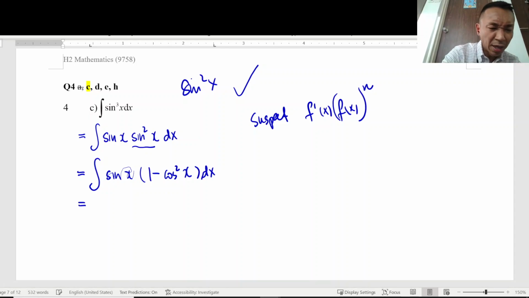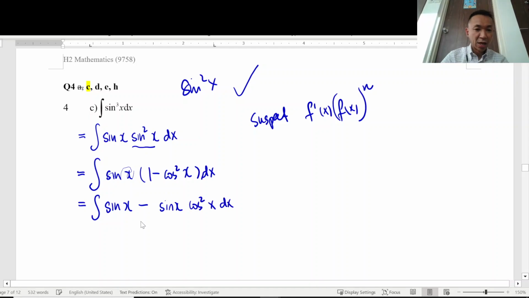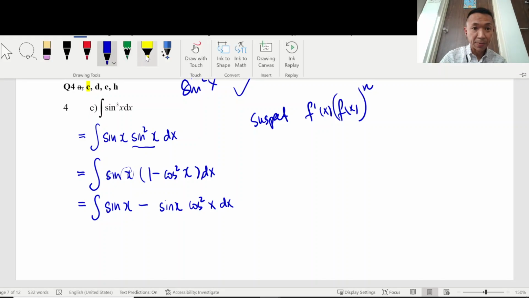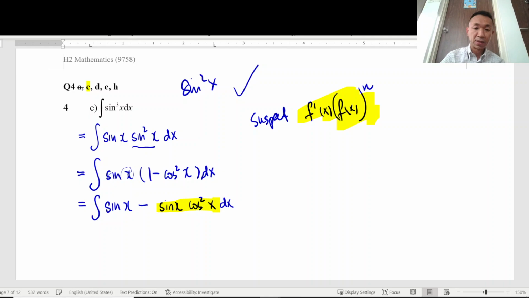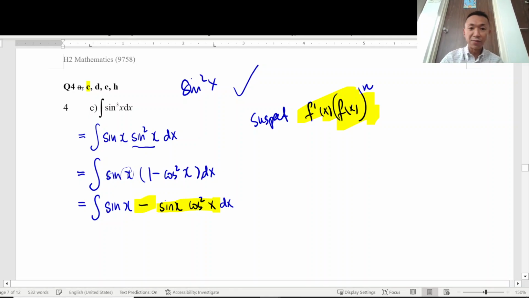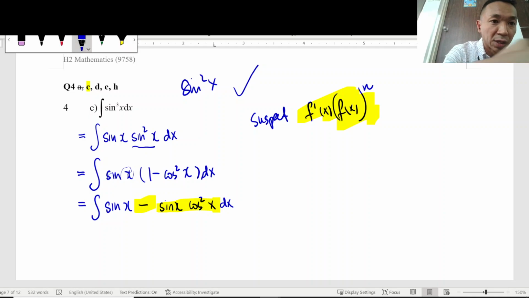Then they say, I'm still not very sure. Let's see. Look, now you can look at this one here. In fact, with the minus sign, it's even better. Because if fx is cosine x, f prime x is minus sine x. So, answer is out.